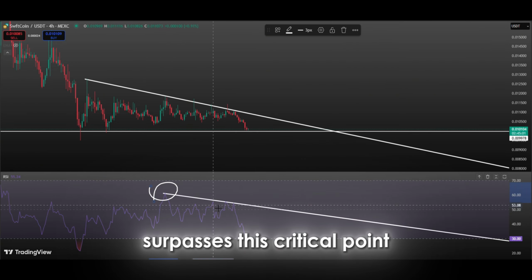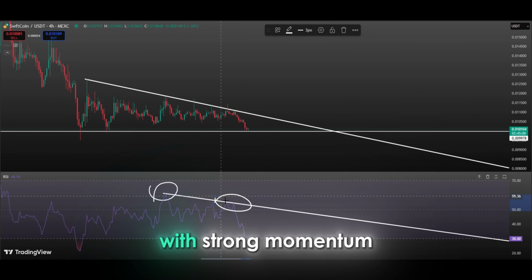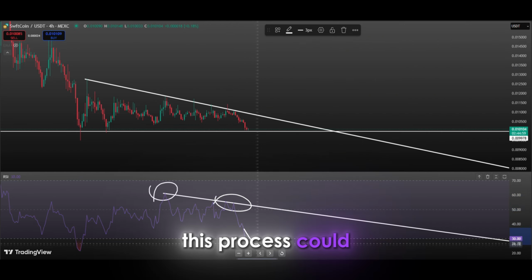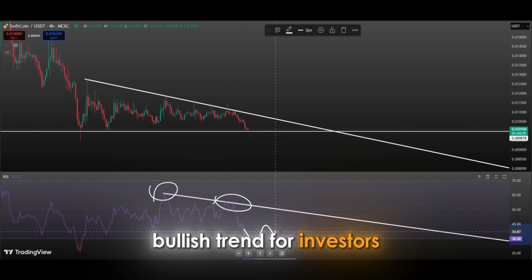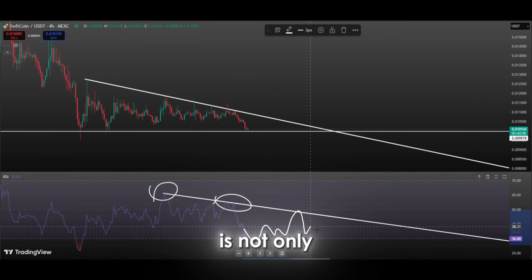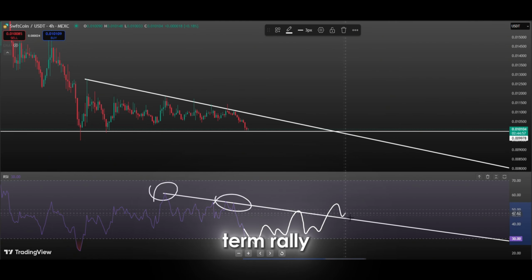When the RSI surpasses this critical point, it acts as a trigger for buyers to enter the market with strong momentum, causing the price to move upward at the same pace. This process could mark the beginning of a long-term bullish trend for investors. Breaking this descending trend in the RSI is not only a signal for short-term price movement, but could also be a precursor to a longer-term rally.